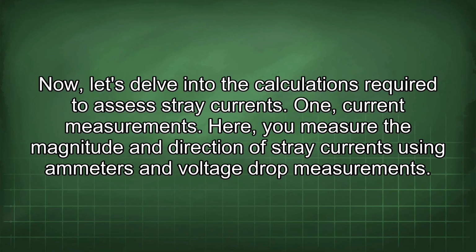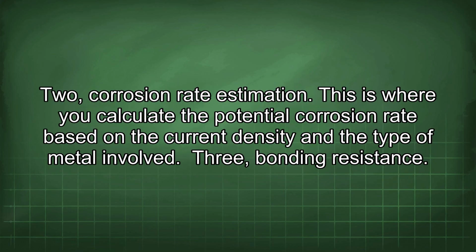Now let's delve into the calculations required to assess stray currents. 1. Current measurements. Here, you measure the magnitude and direction of stray currents using ammeters and voltage drop measurements. 2. Corrosion rate estimation. This is where you calculate the potential corrosion rate based on the current density and the type of metal involved.